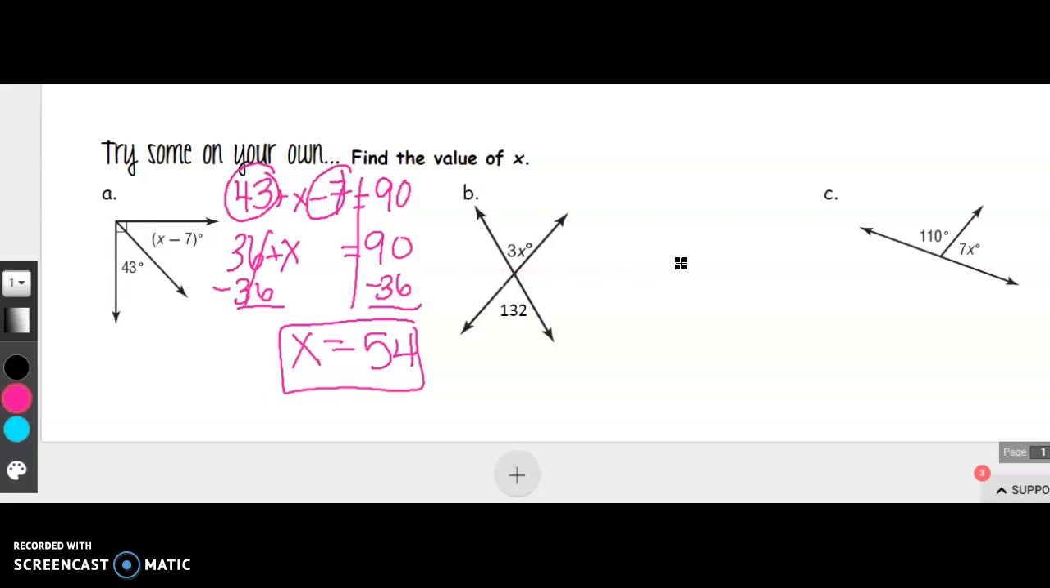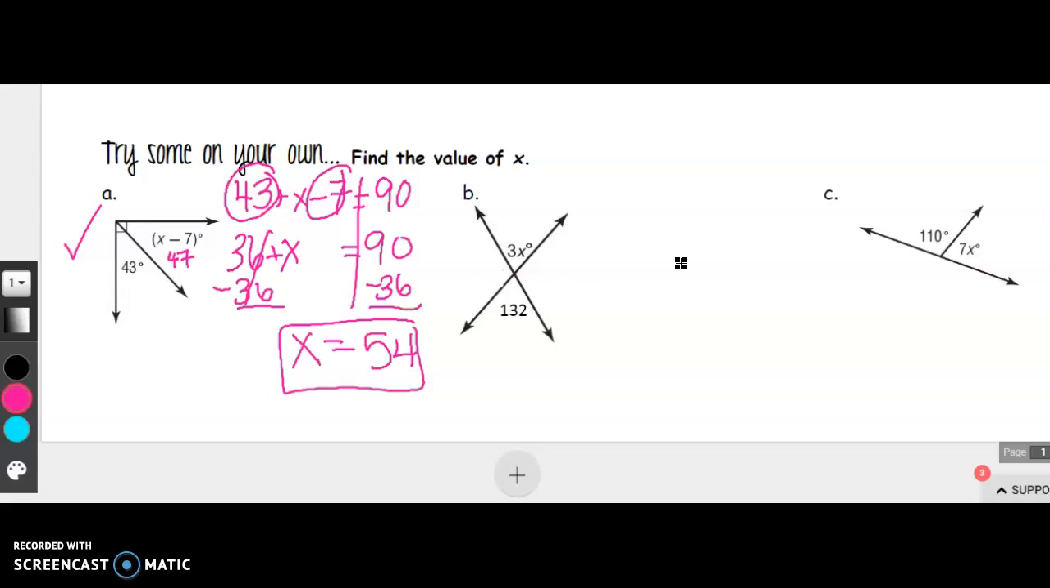If I do 54 minus 7, I get 47 for this angle. 47 plus 43, yep, equals 90. So we did this one right. But again, the answer is x equals 54, not that 47.